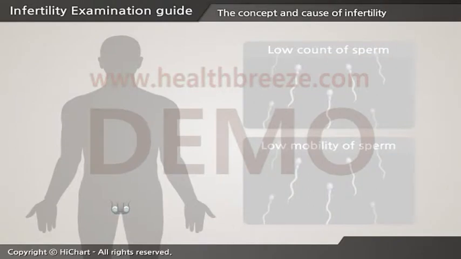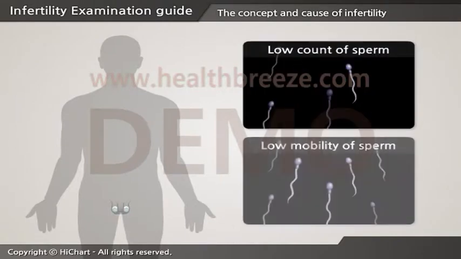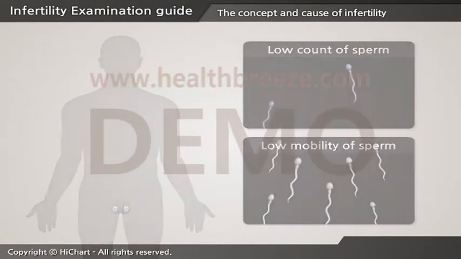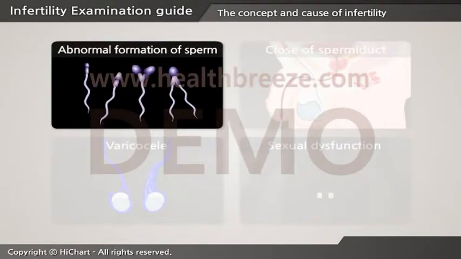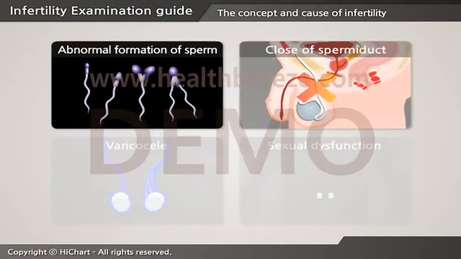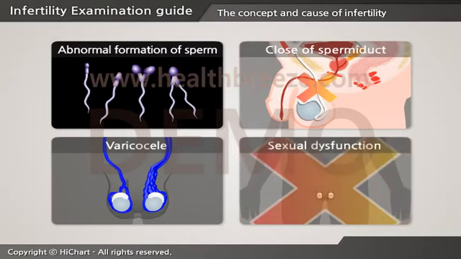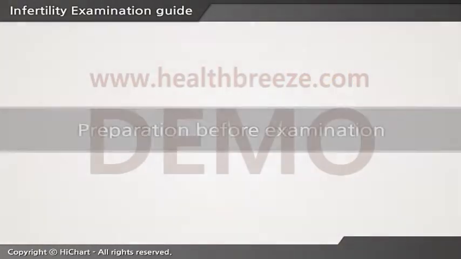Male causes of infertility are mostly low count of sperm and low mobility of sperm, and abnormal formation of sperm, closure of the sperm duct, varicocele, sexual dysfunction, etc.